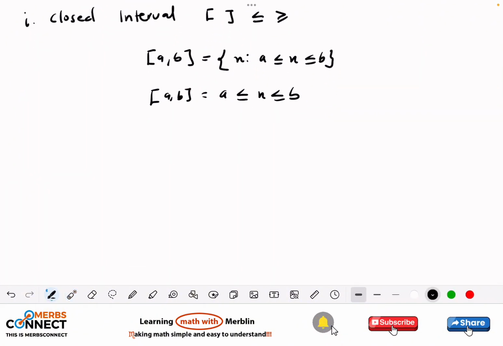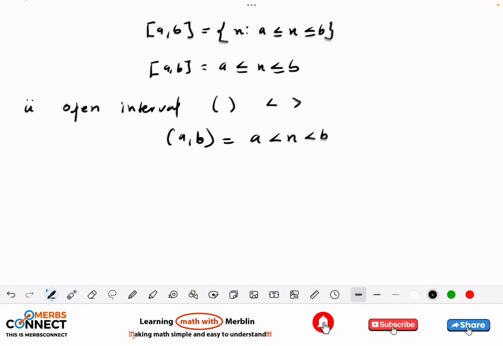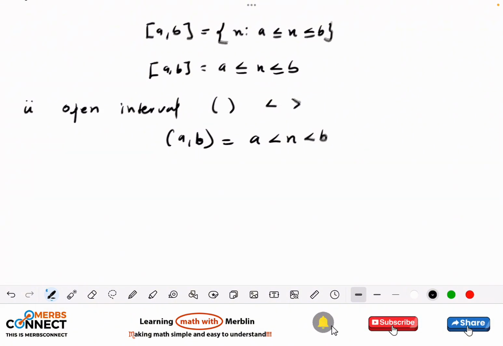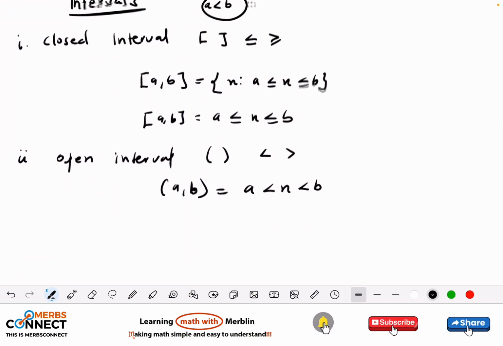Now let's look at the open interval. With the open interval, this is going to be (A, B). So this is open and it goes with this. So this is going to be A less than X less than B. So that is open. Very, very simple. So what we can do now is mix open and closed.